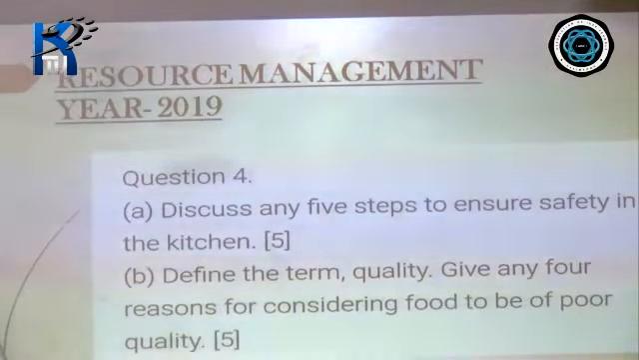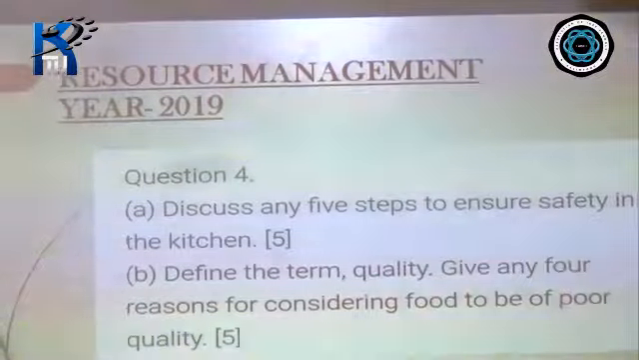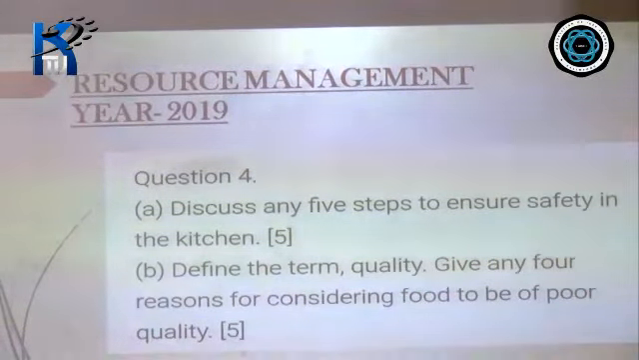Next chapter is resource management. In this chapter, we talk about the safety factors to be maintained at home and also what measures can be taken to check adulterated foods. Adulteration, as I explained to you yesterday, can be either intentional or incidental.